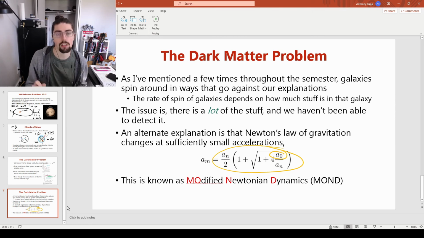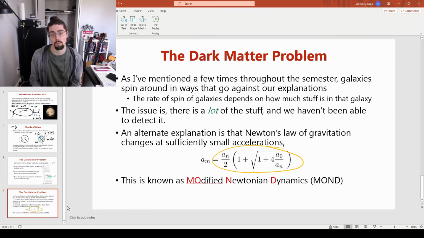A_0 is essentially this little tiny extra term. And if A_N is 9.8 meters per second squared, A_0 is much, much smaller than that. It doesn't actually matter. But when we're talking galactic scale, the actual acceleration that they feel all the way out there is very tiny. This factor starts to come into play a little bit more. This is a theory known as MOND. And in a sense, they're competing theories. They have both seen a fair amount of evidence in support of them very recently.